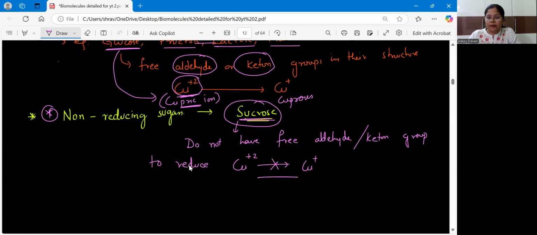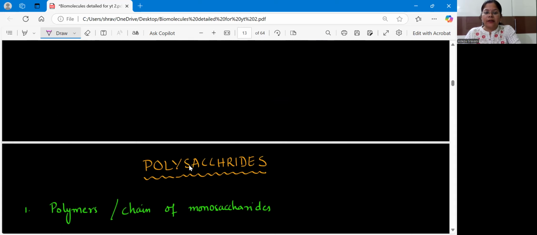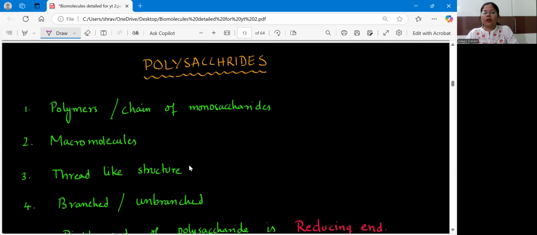It cannot do it. Hence, sucrose, which is made up of glucose plus glucose. Okay. So this sucrose cannot reduce cupric to cuprous. Hence, it is called a non-reducing sugar. Again, very, very important for the exam. So this is all about our oligosaccharides. And then we will talk about something called polysaccharides.